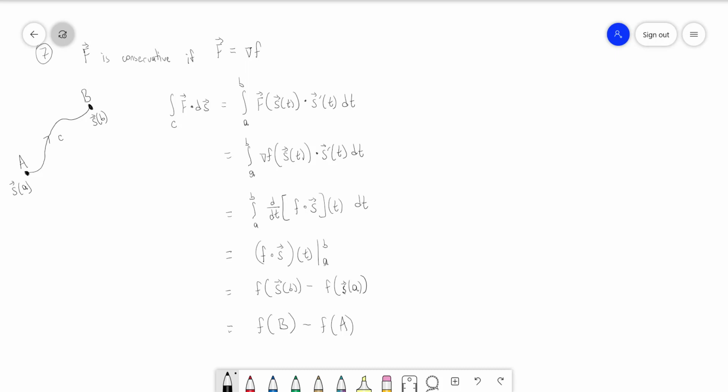Now, what we see is that the line integral depends only on the endpoints of the curve, and it doesn't actually matter what your curve is doing in between those points. So often people will say that a line integral of a conservative vector field is path independent, because the path that you take doesn't matter. So here's a different path from A to B. But if you integrate along this curve, you'd get the same result as integrating along the original one that I drew. So it doesn't depend on the path, but just the endpoints. So that's why they say that the line integral of a conservative vector field is path independent.